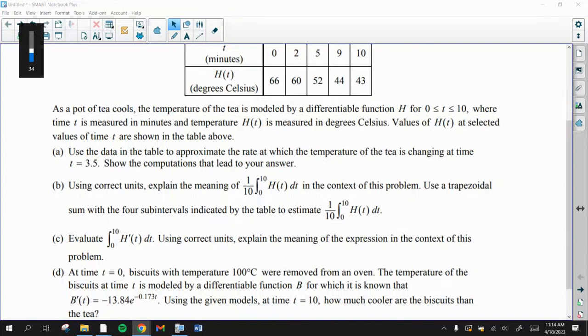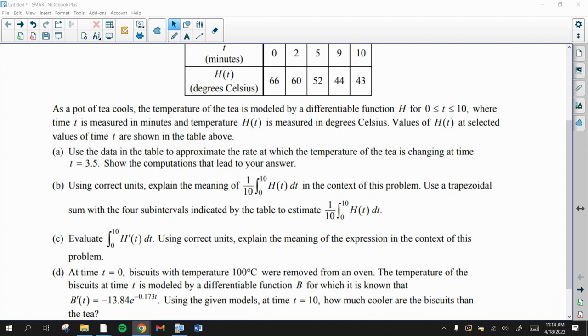Okay, random AP question of the day. This one deals with a pot of tea that's cooling off, and the temperature is modeled by this differential equation H. And we're going to do a few things. A, we're going to approximate the rate.